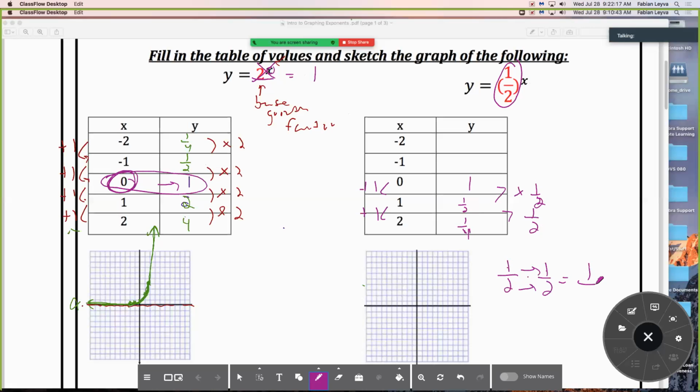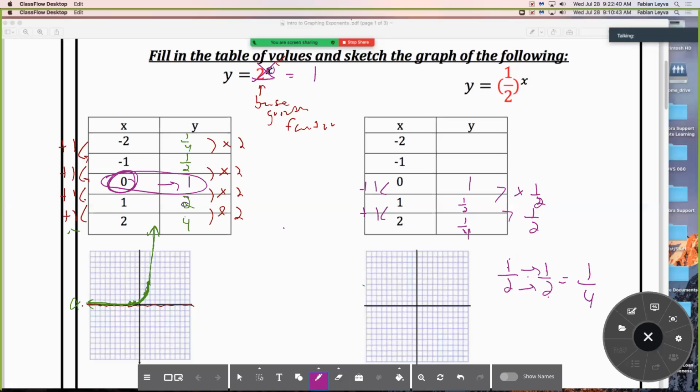1 times 1 is 1, and then 2 times 2 is 4. So notice that if you wanted to continuously keep adding values, it wouldn't be that hard. You can just go 3, 4, 5, and just keep multiplying by 1/2 each and every single time. Because again, every time you add a value, you're just multiplying by your base each time. But how in the world am I going to figure out what my value is at -1?